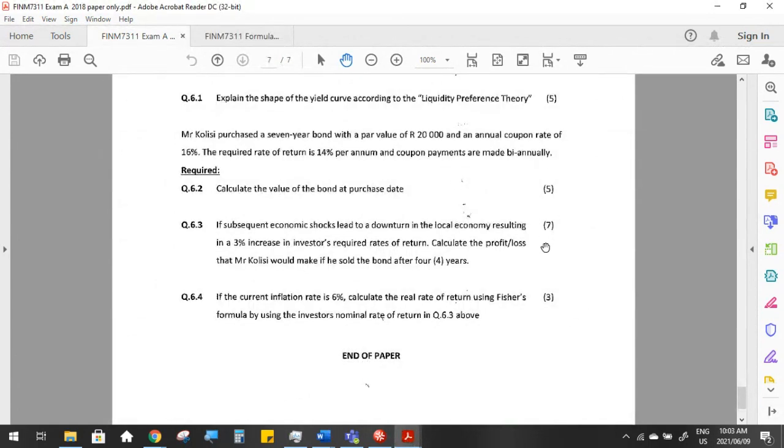That's 5 marks. And 7 marks, if subsequent economic shocks lead to a downturn in the local economy, resulting in a 3% increase in the investor's required rate of return. So now my required rate of return has gone up from 14% plus 3% to 17%. Calculate the profit or loss that Mr. Khaleesi would make if he sold the bond after 4 years. So in other words, we must now recalculate the value of the bond as it would be at the end of 4 years if the required rate of return was 17%. And then we compare that value to what he initially paid for it.